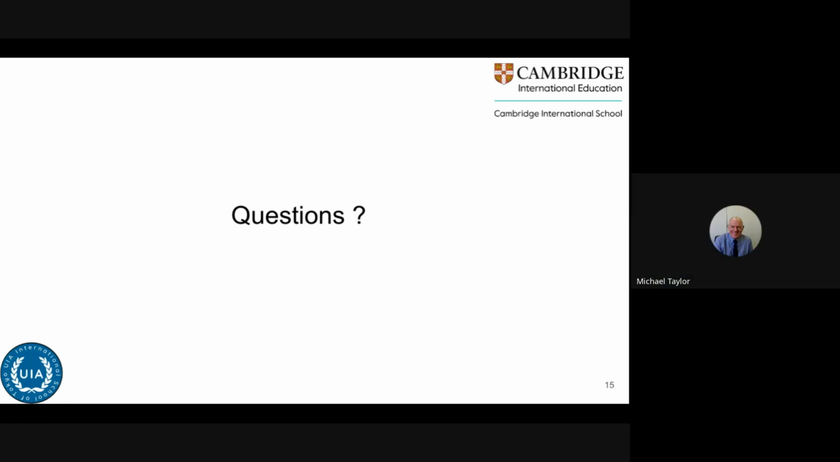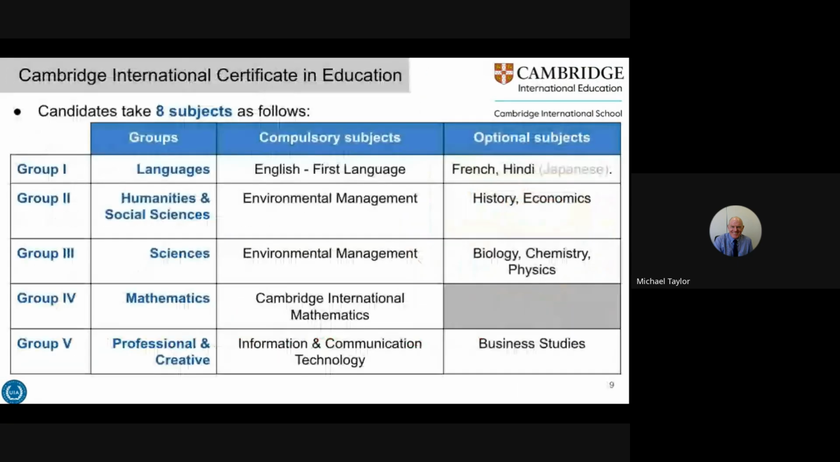Second question, is it compulsory to take environmental management? Can the combination of physics, chemistry and biology with economics be taken? That's a very good question. Let me double check. I don't think it can. I don't think it can.